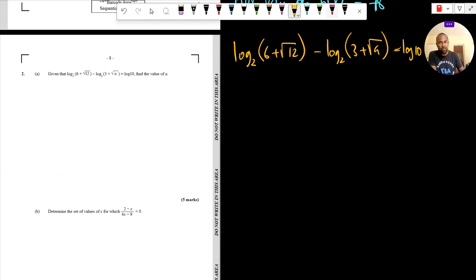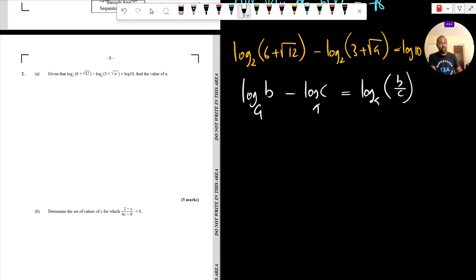Now let's recall some of the laws of logarithm. So from the laws of logarithm, for instance, if we have, I'm just going to use a random base here, a. So log to base a of b minus log to base a of c would be equal to log to base a of b over c. So what this basically shows is that whenever we are subtracting logs to the same base, it can be written as log to the base of the quotient of the two expressions, okay?